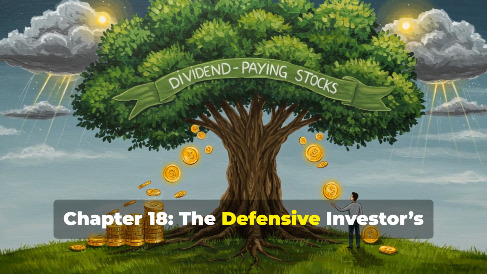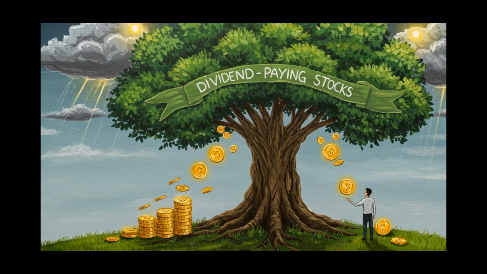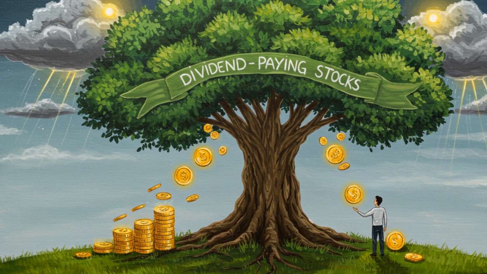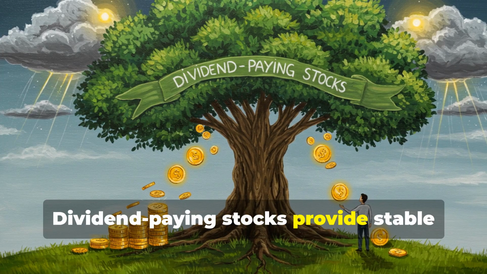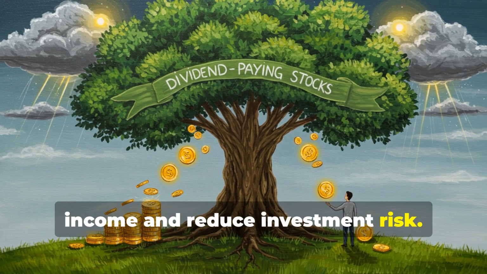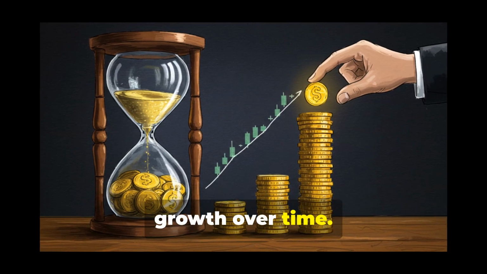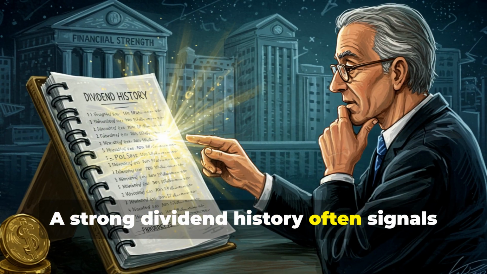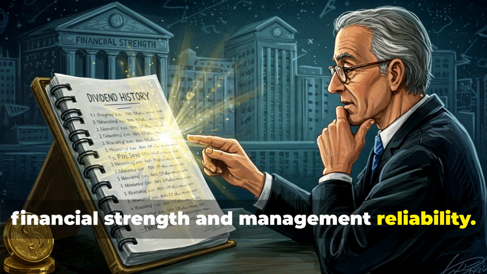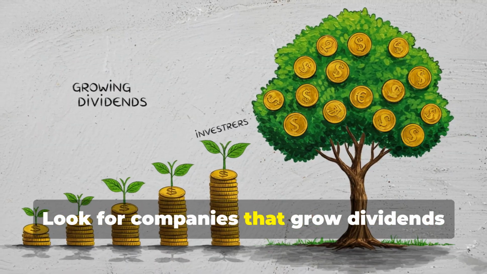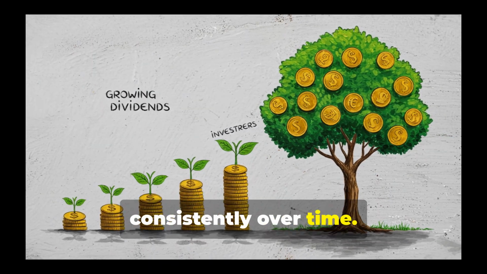Chapter 18. The defensive investor's dividend policy. Dividend-paying stocks provide stable income and reduce investment risk. Reinvesting dividends allows for compound growth over time. A strong dividend history often signals financial strength and management reliability. Look for companies that grow dividends consistently over time.